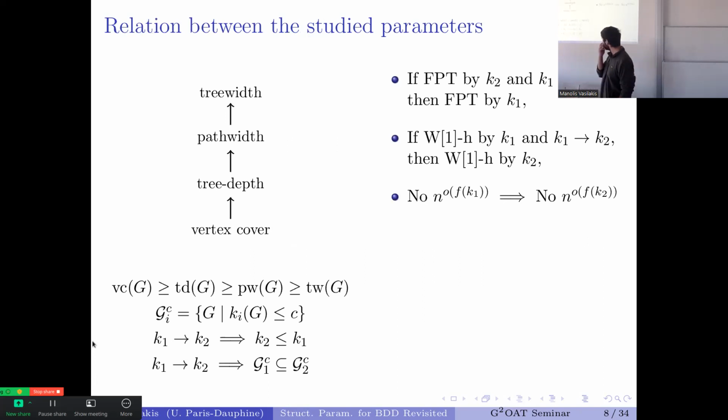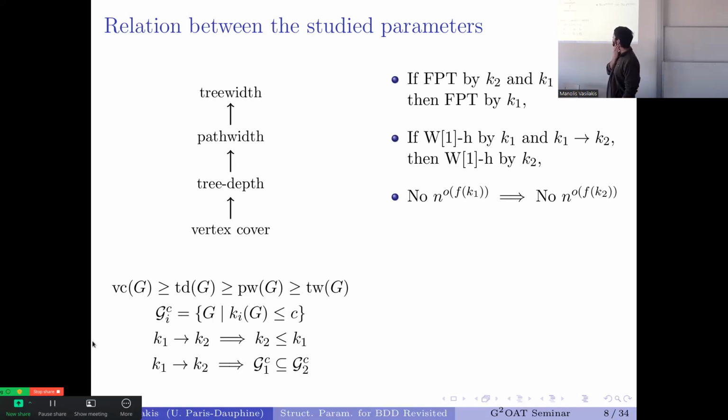And some words about the relationship of those parameters that we define here. Those are the parameters that we will look at. Actually, we will not even look at tree width, in fact. It's just that the lower bounds are for path width, and the upper bounds, the algorithms, work for tree width as well, as is quite usual. So we have this inequality there, where everything is nicely placed in some way.